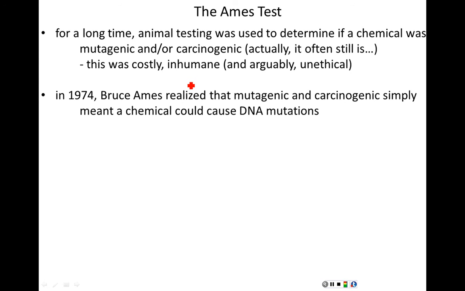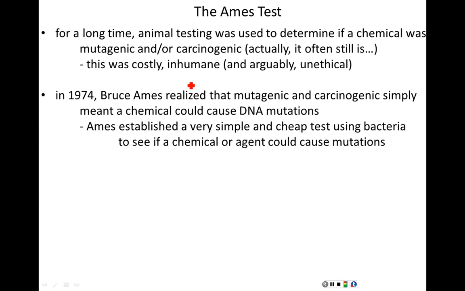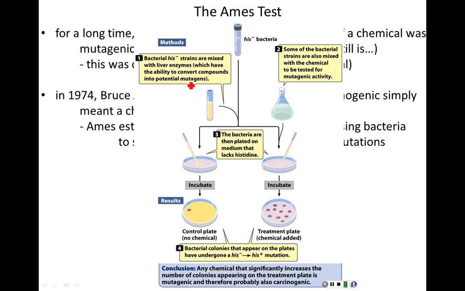Well, in 1974, not all that long ago, a man named Bruce Ames realized something. He realized that being mutagenic and carcinogenic simply meant that a chemical causes DNA mutations. That's really at the heart of the matter. And so Ames established a very simple, very cheap test that he, of course, named after himself, where he used bacteria to see if a chemical or agent could cause mutations. Housing bacteria, working with bacteria, is very, very cheap and very efficient. So here's what Ames did.